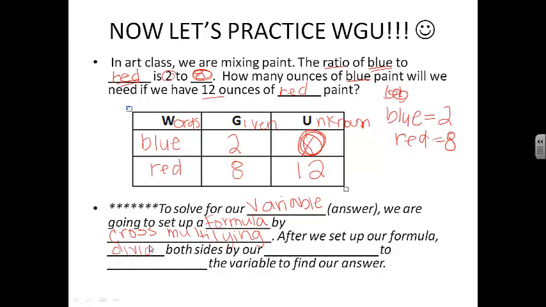After we set up our formula, you know how to do this. Go with me here. Divide both sides by our coefficient. So we divide both sides by our coefficient to isolate our variable, to find our answer. And guys, you know how to do this because we did this right before Thanksgiving. So all you're doing, this is the hardest part, is setting up your proportion here. So 2/8 equals x over 12. And now you know how to do it by cross multiplying.